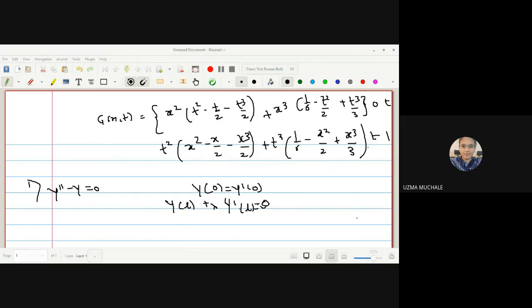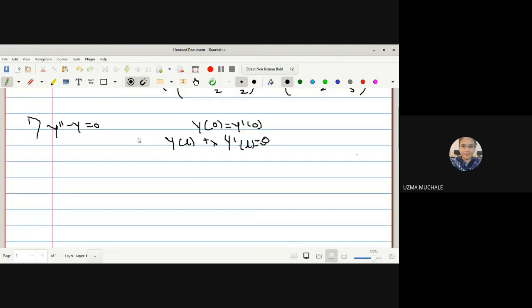Now before that, first we have to verify whether the Green's function exists or not. So for that, first we will find the solution of this equation. How to find the solution? For this, we can have r square minus 1 is equal to 0, which implies r is equal to plus or minus 1, and hence y of x we can write in the form a e raised to x plus b e raised to minus x, which is the solution of our equation.